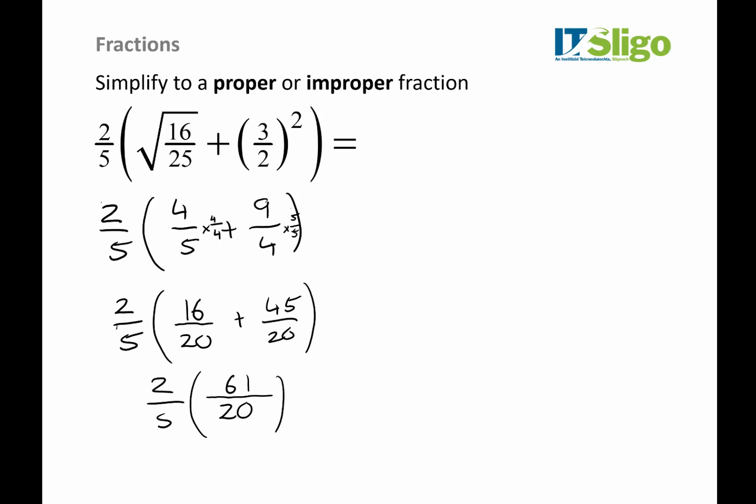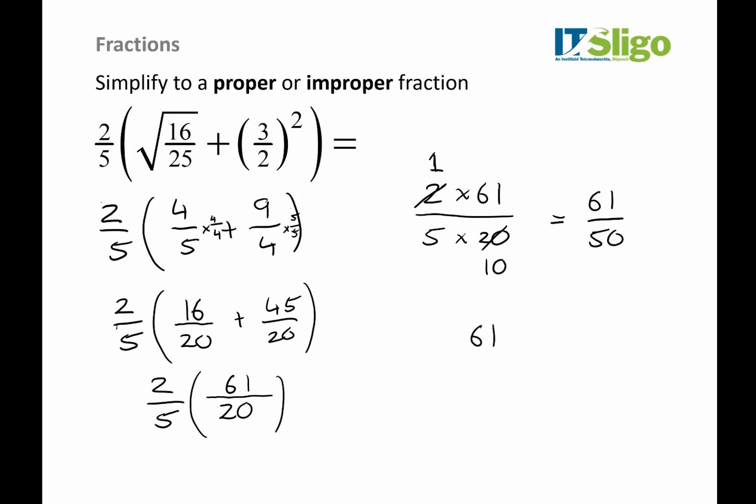2 is waiting outside. 5 is waiting outside. So these guys now have been multiplied. So we have 2 by 61, top by top. 5 by 20 on the bottom. Not a huge amount of cancellation. 2 will go in there once. 2 will go in here 10 times. So we'll have 61 on top and 50 on the bottom. No common factors there, guys, so that is our answer then.